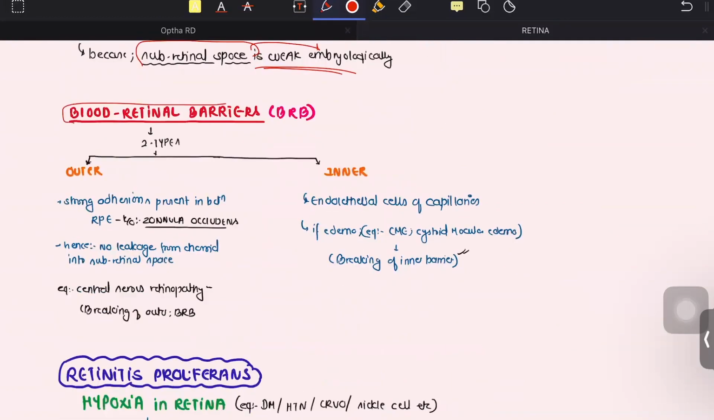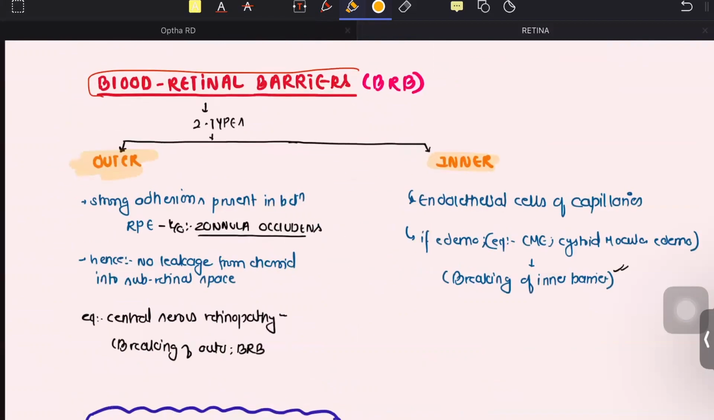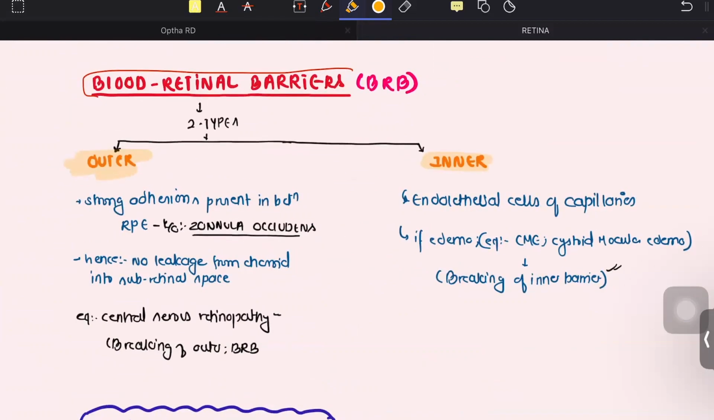Now let us talk about the blood retinal barriers. There are two types of blood retinal barrier: an outer blood retinal barrier and an inner blood retinal barrier. The outer blood retinal barrier is formed by the strong adhesions present between the retinal pigment epithelial cells, called zona occludens.